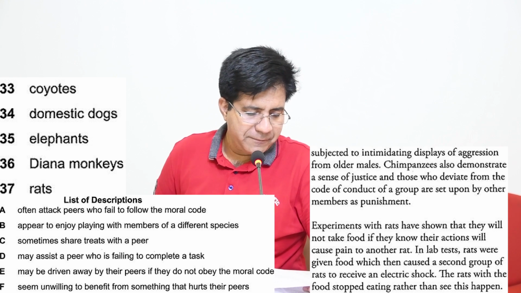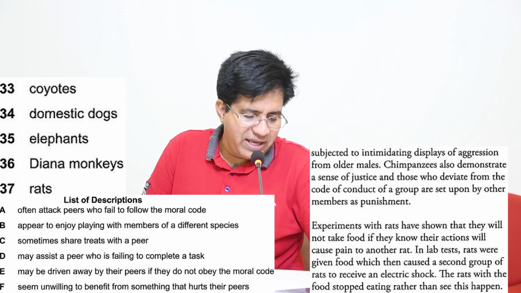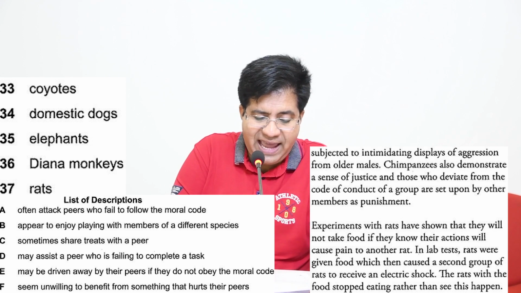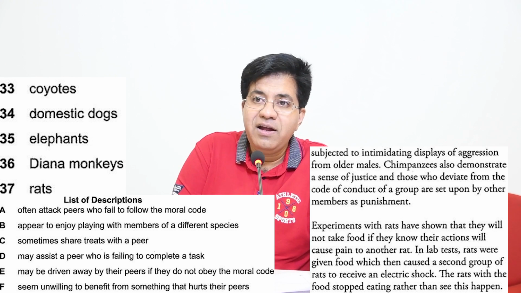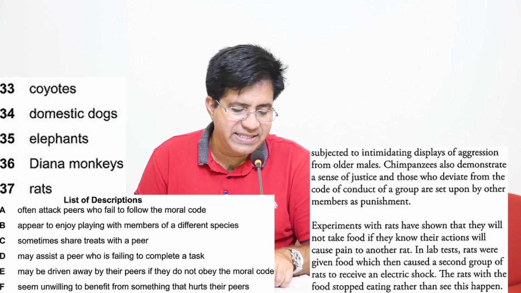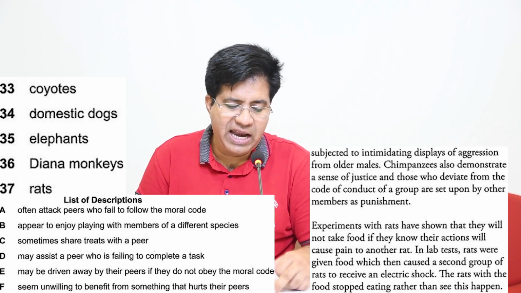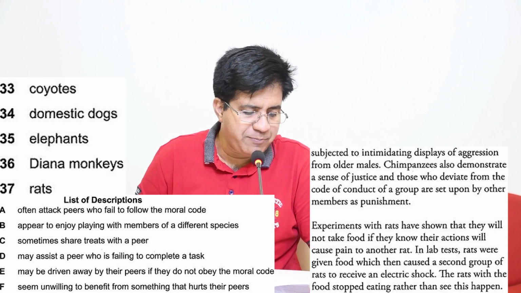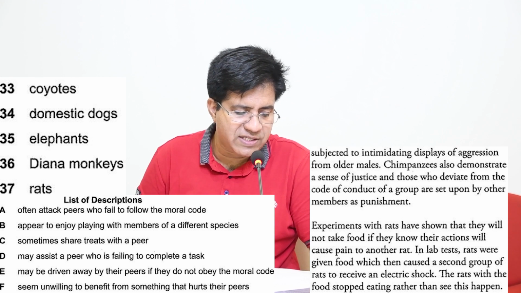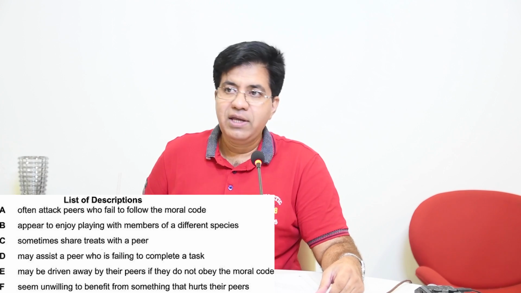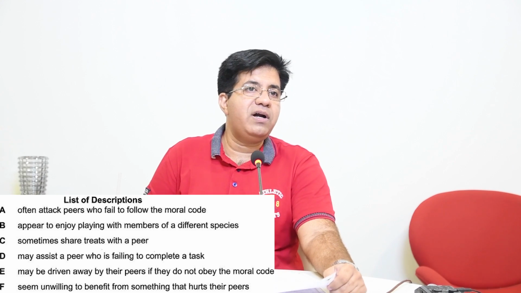Come back. Okay, option F, seem unwilling to benefit from something that hurts their peers. Now, what is the word for hurts? Exactly. Cause pain to another rat. And what is the word for peer? Another rat. Absolutely. So, 37, correct answer is F. Now, which options did we not use? A and B. These options were extra.